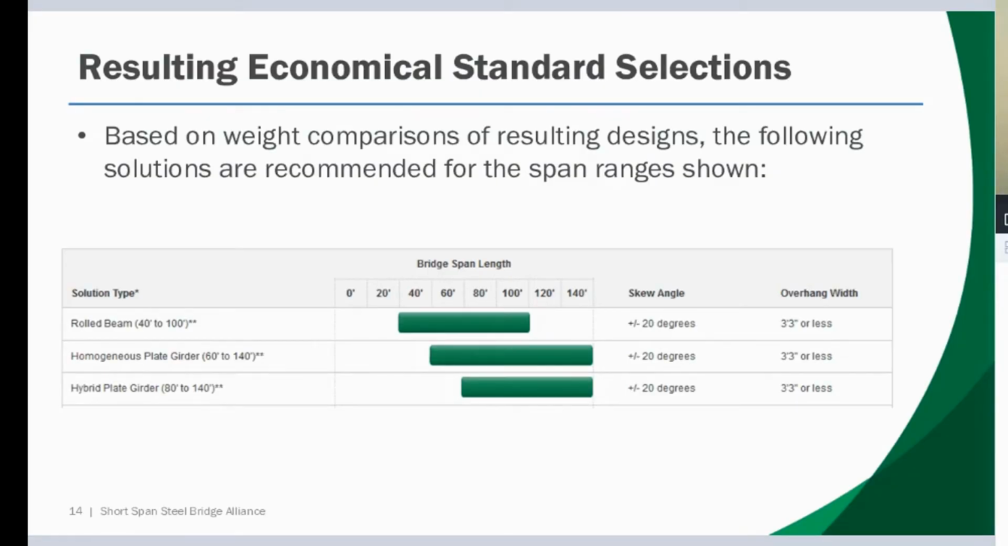So based on the weight comparisons of the resulting designs, and you'll see this when you first open a given project, these are the span ranges that eSpan uses to report a given solution. If you input a span anywhere from 40 foot to 100 foot, eSpan will report a rolled beam solution. If you input a span anywhere from 60 to 140, it will report a plate girder. The hybrid girders, we didn't notice any significant economy in the 80-foot span ranges. So eSpan will only report an option on the hybrid girders at 80 foot or higher.